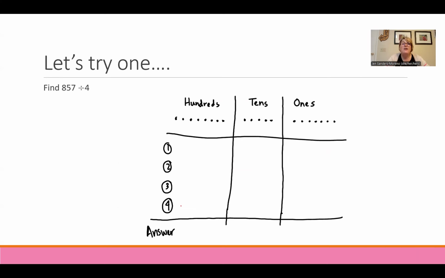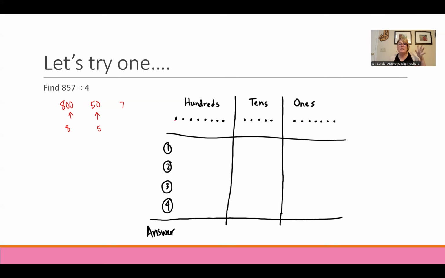857 divided by 4. So I've started us off by drawing the 8 hundreds, right? So this is 800. So I've got 8 dots under the H, 5 dots under the tens, and then I'm going to have 7 dots under the ones. Now this is optional, but I like to imagine that with this divided by 4, these are the 4 people that we're handing dots out to. So that's why I write 1, 2, 3, 4. That's up to you if you want to write it or not, but I like to just know how many I'm handing out.